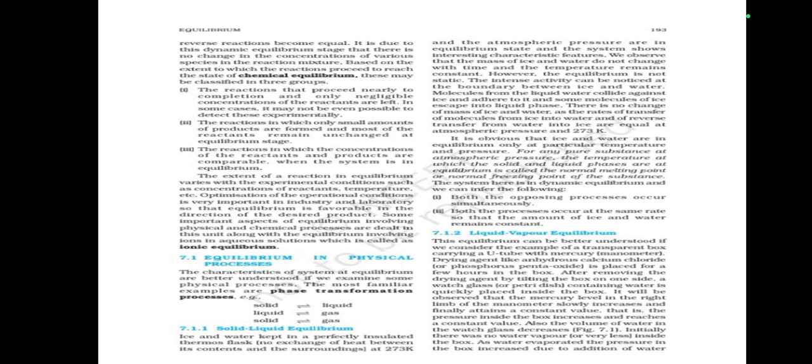It will be observed that the mercury level in the right limb of the manometer slowly increases and finally attains a constant value. That is, the pressure inside the box increases and reaches a constant value. Also, the volume of water in the watch glass decreases. Figure 7.1. Initially, there was very little water vapor inside the box.